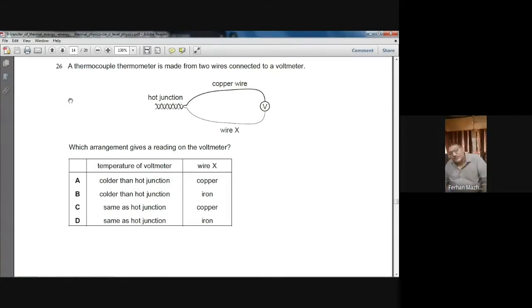So there should be a temperature difference. The hot junction is shown here. The temperature of the voltmeter should be less than the hot junction. It should be colder than the hot junction. And I told you when I taught you this topic that in the thermocouple we use two wires, and both the wires are of different material. The upper wire is a copper wire, so the lower wire should be of a different metal. So what is the option? B, sir. The temperature of the voltmeter should be colder than the hot junction, and the wire X should be made of iron. So B is the right option.